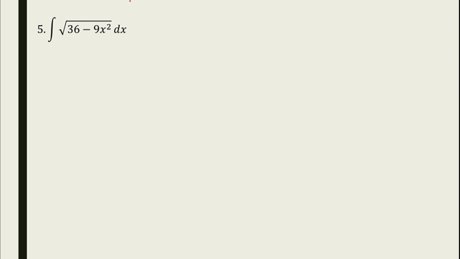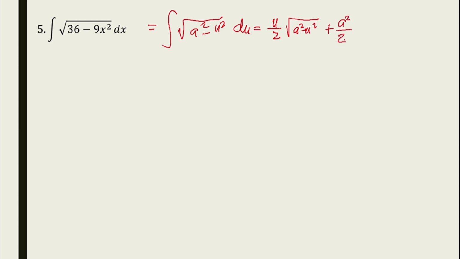So the first thing that we're going to do is we need to find the appropriate formula that we're going to use. We have here the pattern: the square root of a squared minus u squared du is equal to u over 2 times the square root of a squared minus u squared, plus a squared over 2 inverse sine of u over a, plus c. So this is the pattern that we're going to have.